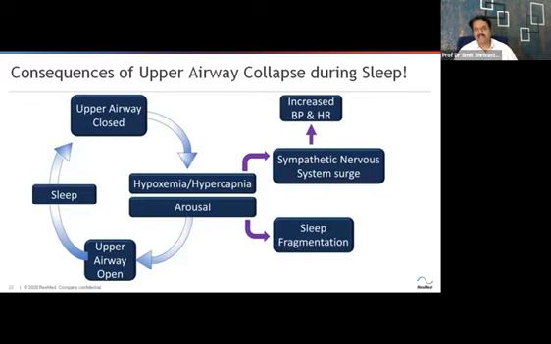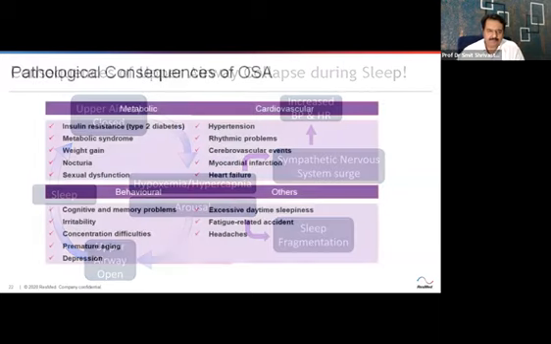And every time the body feels that there is a sympathetic nervous system surge, because it feels as if someone is throttling or someone is pressing on the neck, and therefore the adrenergic system activates, the cortisol system activates. It results in increased blood pressure, increased sugar, increased heart rate, and finally sleep fragmentation. And therefore these persons are falling asleep in the day or even while they are driving a scooter or handling any machine.